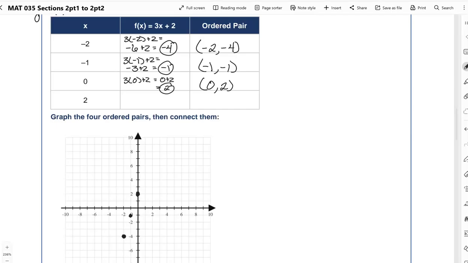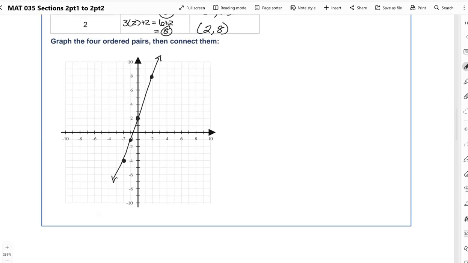And then we're going to plug in 2. So we're going to have 3 times 2 plus 2. So that's 6 plus 2, which is 8. My ordered pair is (2, 8). So from the origin, right 2, up 8. So then to graph the equation, we're just going to connect the dots. So there's our equation, and it is a line. We'll talk more about lines later in this section.